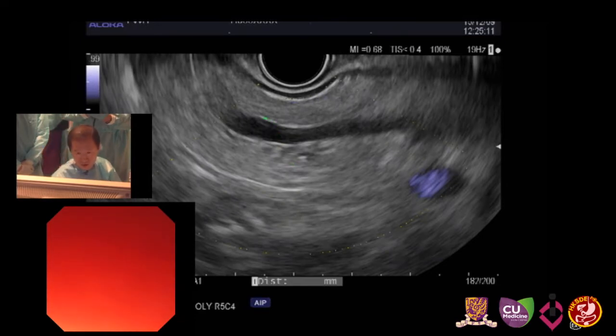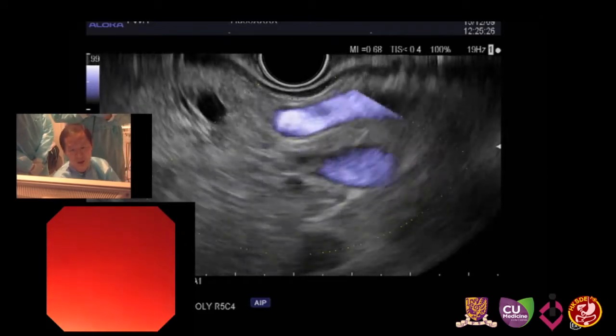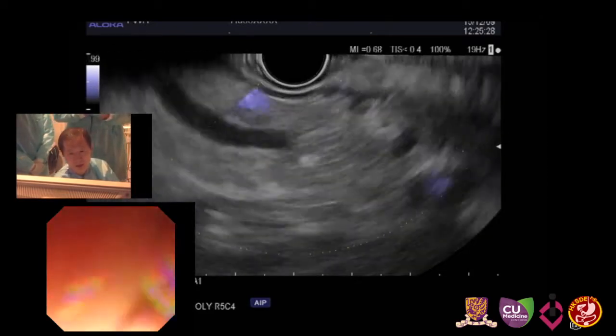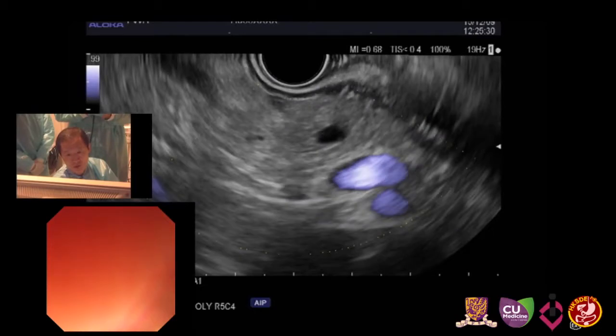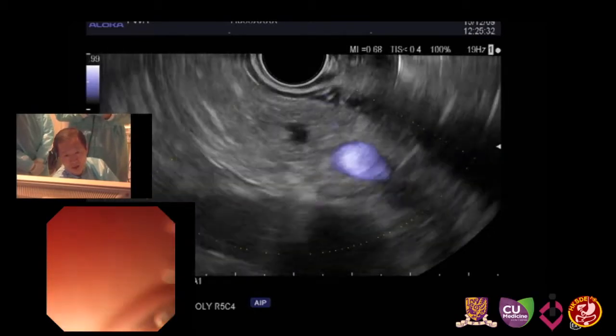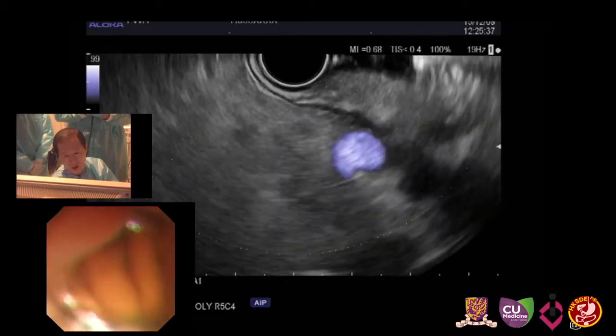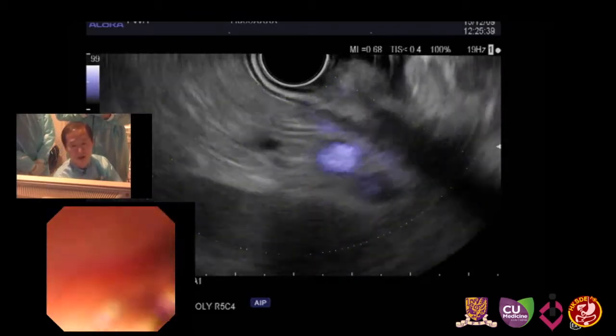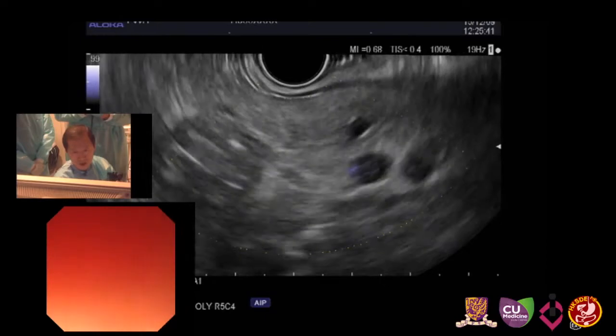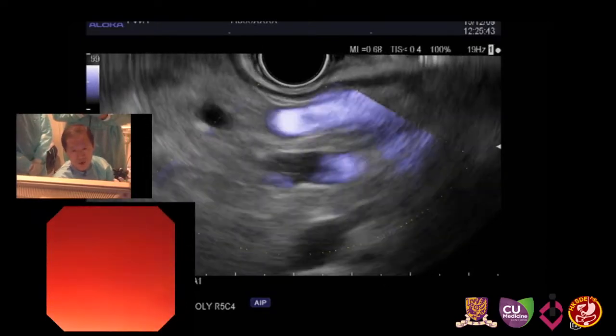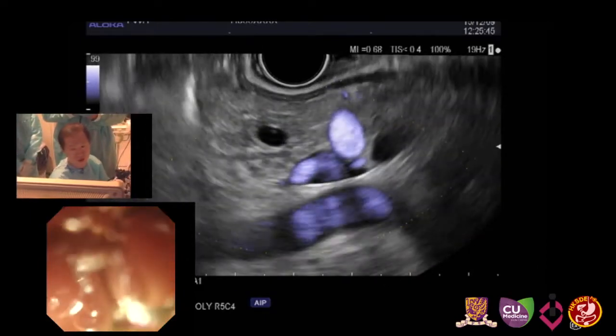Normal pancreatic duct does not look like this, barely visible in normal cases, but even in the tail, the diameter is 4.4 millimeter, which is definitely dilated. And if I try to look at the tail, this area is splenic hilum area. I'm reaching to the hilum here. It shows proportional dilation, not abrupt dilation. There is no significant stricture.